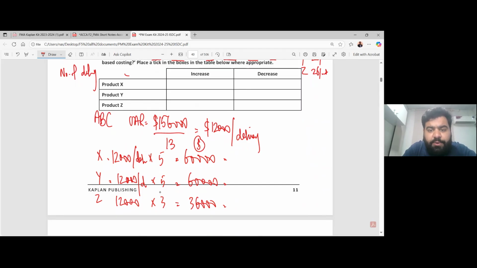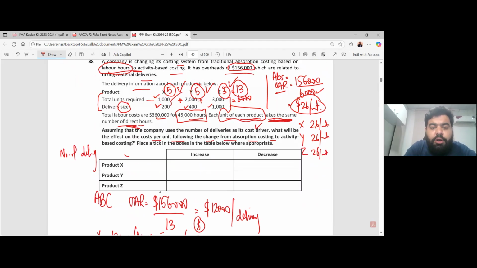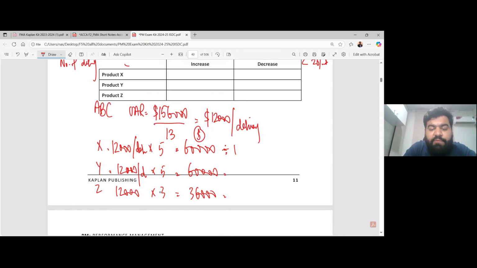How many units are there? If you see, 1,000, 2,000, and 3,000. So divided by 1,000, divided by 2,000, and divided by 3,000. It will be 60, it will be 30, and 36,000 divided by 3,000 will be 12.